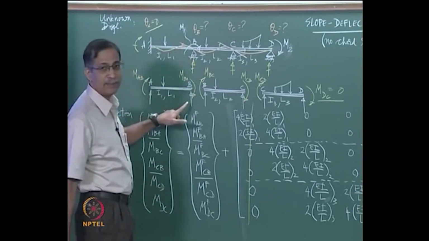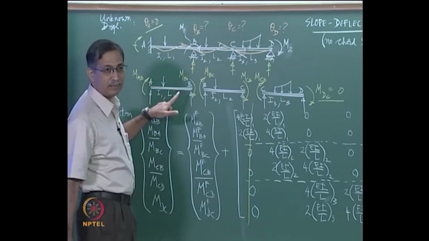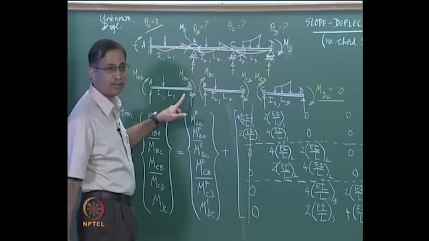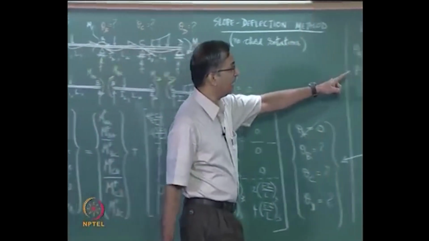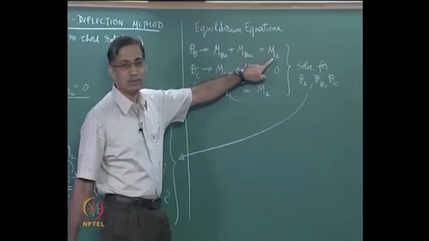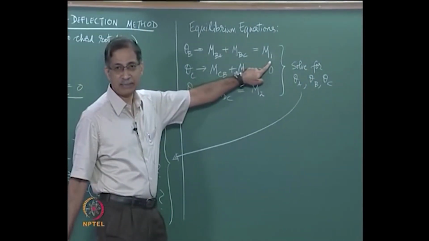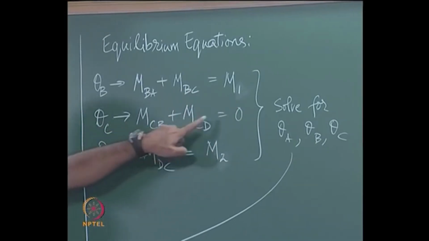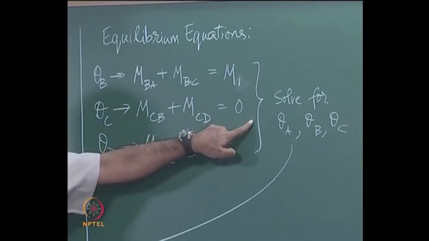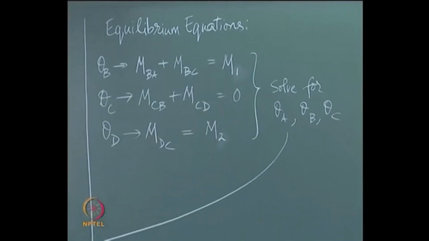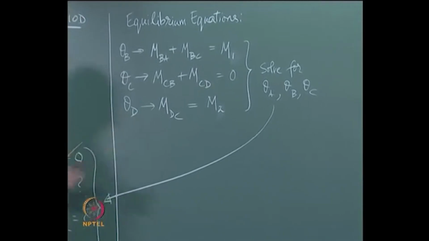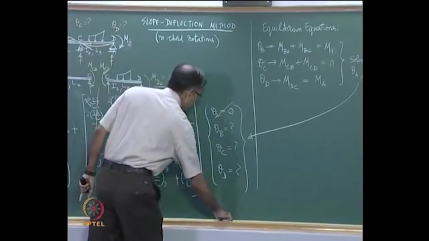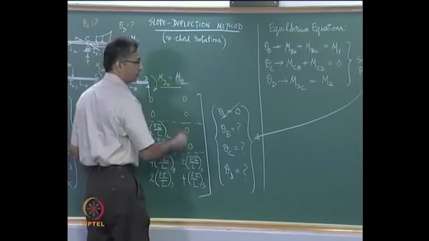So, the equation of equilibrium written algebraically correctly, because all moments are assumed to be clockwise positive, is MBA plus MBC is equal to whatever moment is acting there, in this case M1. At the second joint C, MCB plus MCD is equal to 0 because there is no concentrated moment acting there, and at this last support MDC is equal to, in this case, the concentrated moment M2, right.